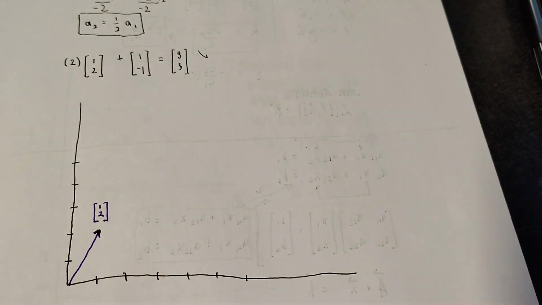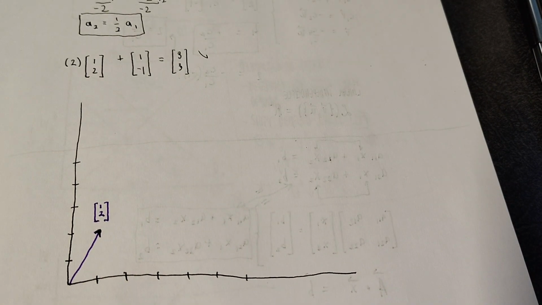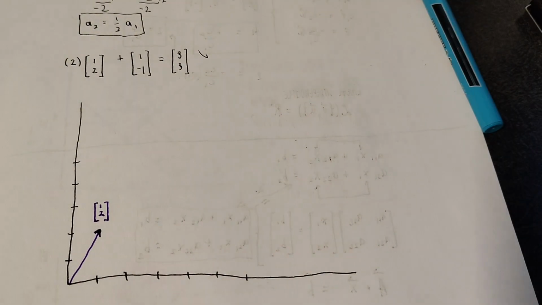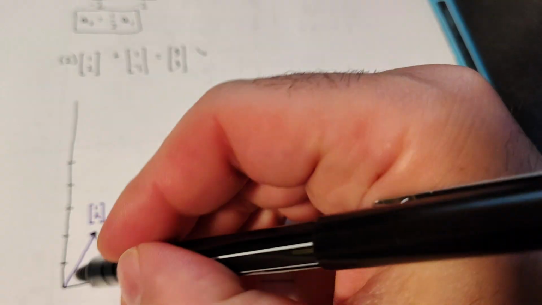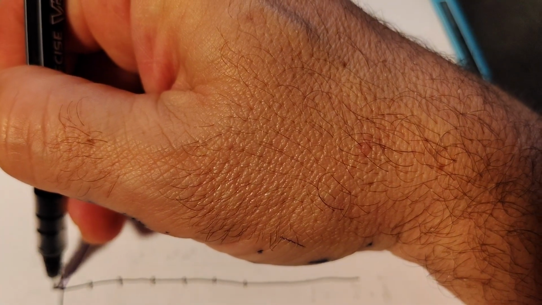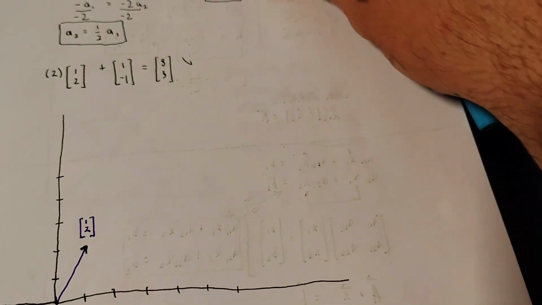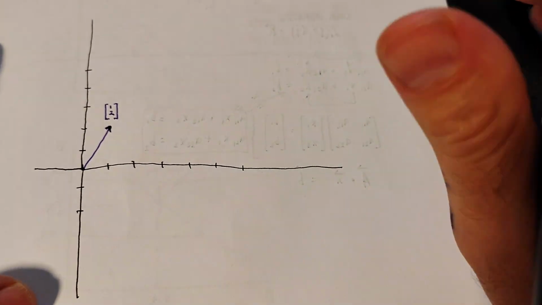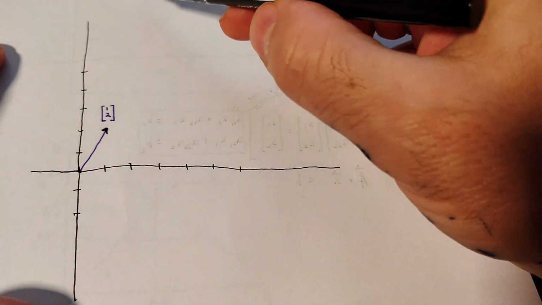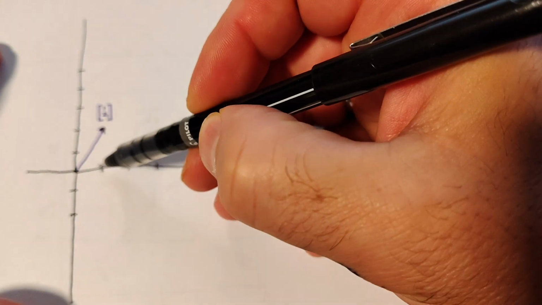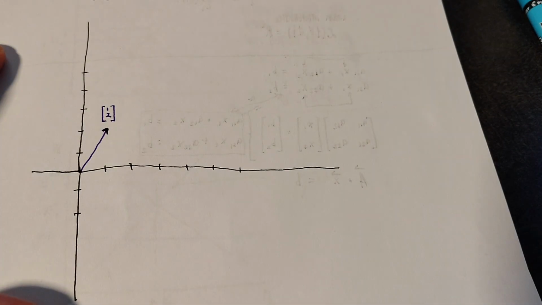And then we've got this other vector 1, -1. So we're going to need to go across the origin. This is already off the page. That's all right. Okay, so 1, -1 is 1 towards the right, -1 down. So we're going to have this vector here.